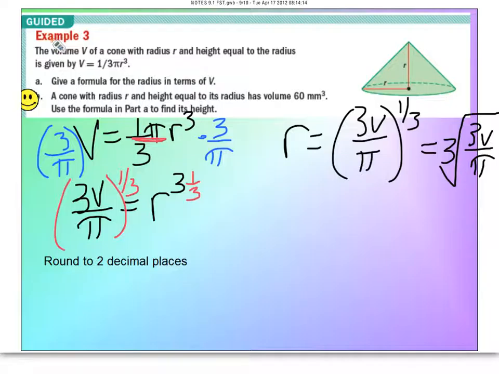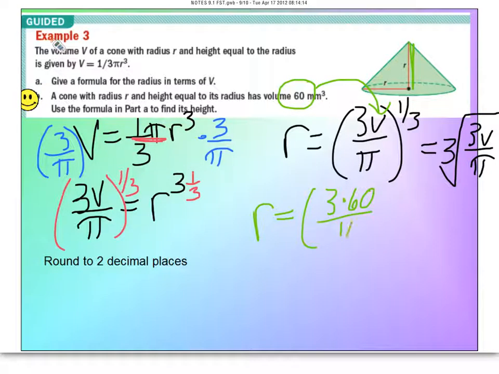Now, part B says, a cone with a radius of r and the height equal to its radius has the volume of 60. Use the formula from part A to find its height. Well, the height of this cone is the actual radius, and we know that the volume here is 60. So all we need to do is take the volume of 60, put it in here, and simplify. So the r, or in this case, the height, is going to be 3 times 60 divided by pi, and we'll raise that to the 1/3 power.